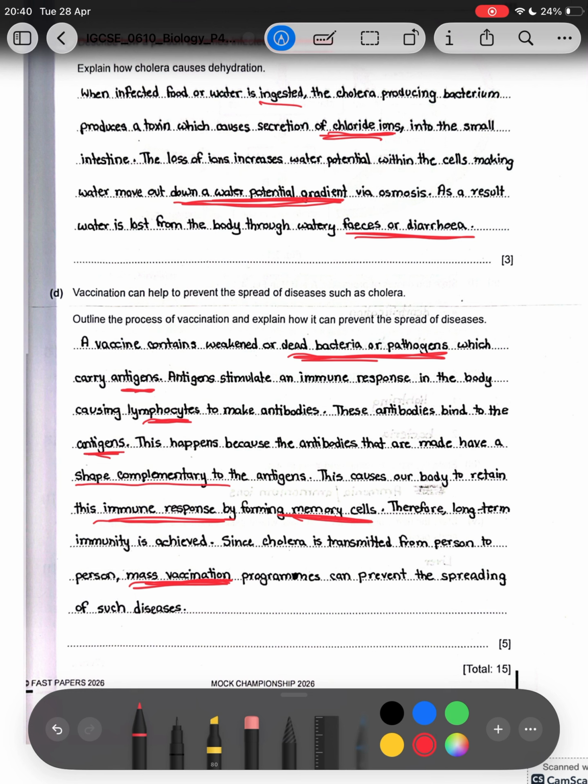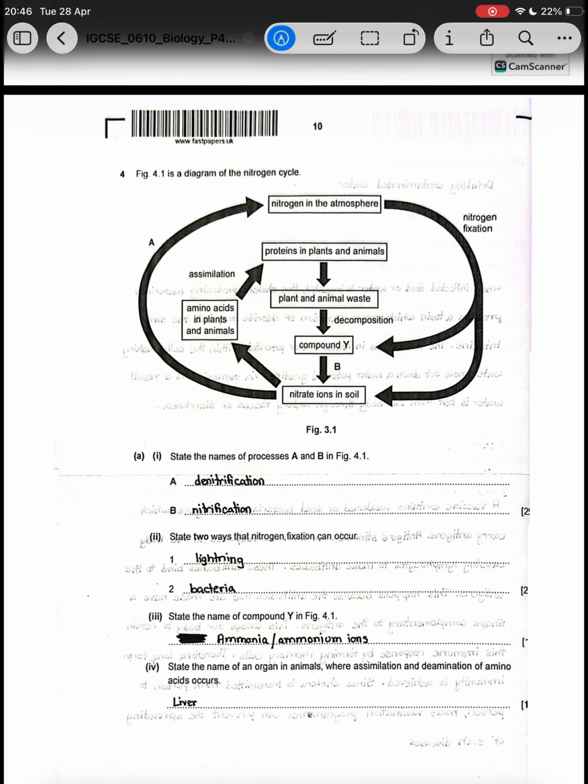Since cholera is transmitted from person to person, mass vaccination programs can prevent spreading of such diseases. The mass vaccination part is really important, because even if you get vaccinated, you're still carrying the pathogen and you can pass it on to others who might not be vaccinated. So this won't be as effective at preventing the spread. That's why mass vaccinations are always important.